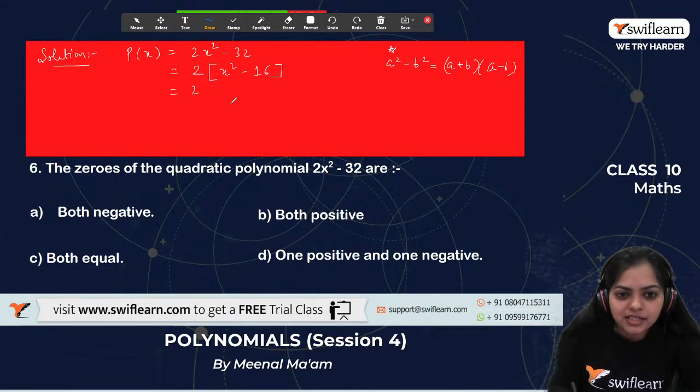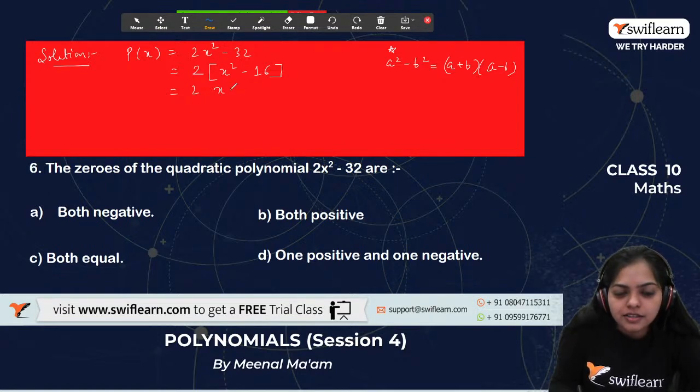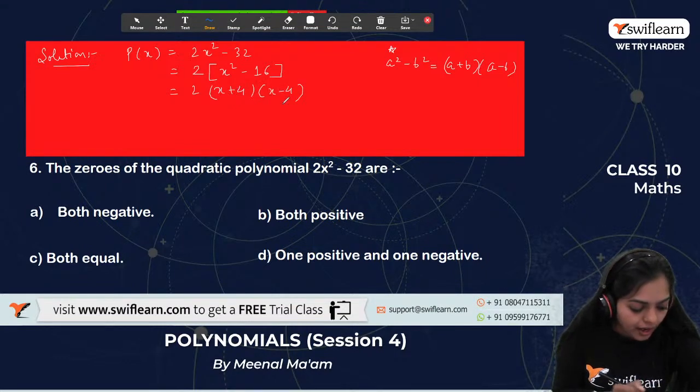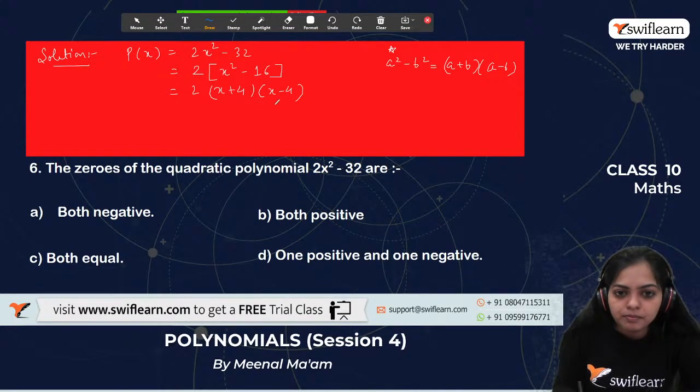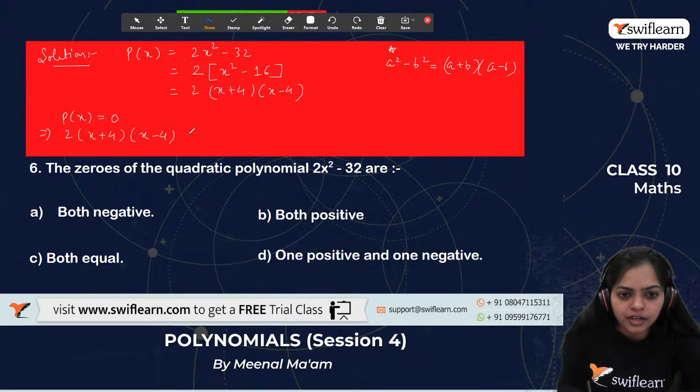x square minus 16. Alright, so can I write it like this? x plus 4 and x minus 4. Yes, alright. And we know that if we have to find the zeros, then at that time p(x) is equal to 0. So this implies 2 into (x plus 4) into (x minus 4) is equal to 0.